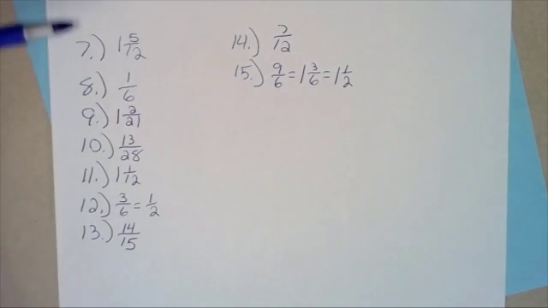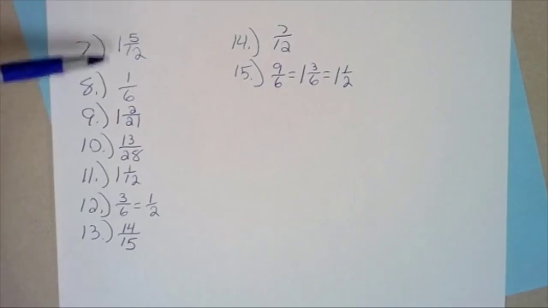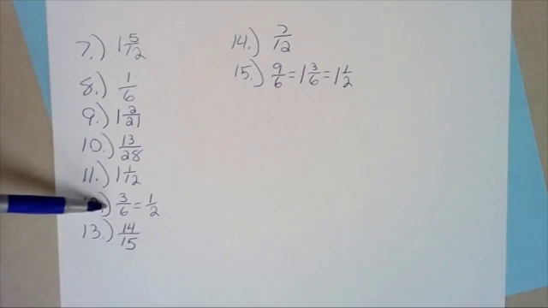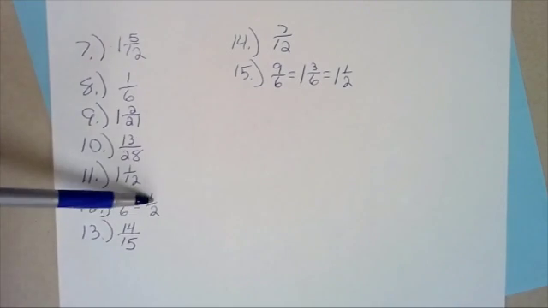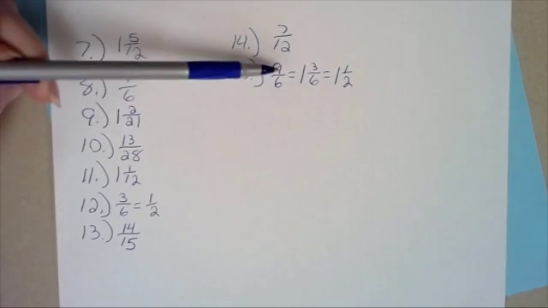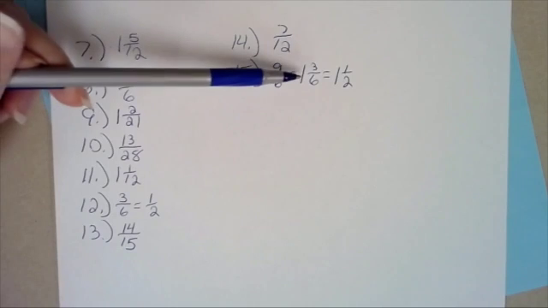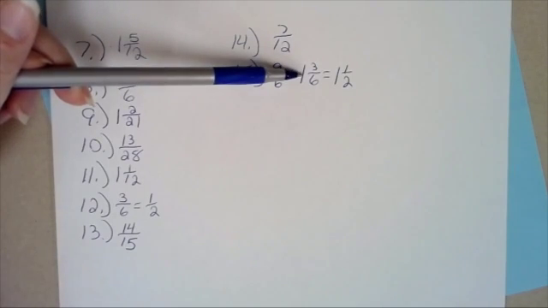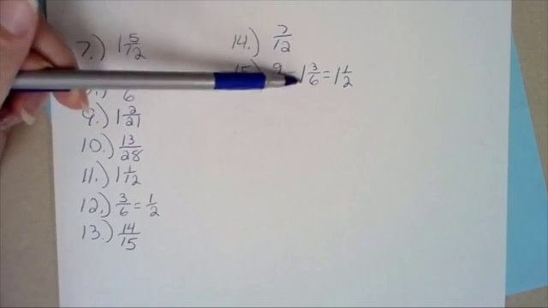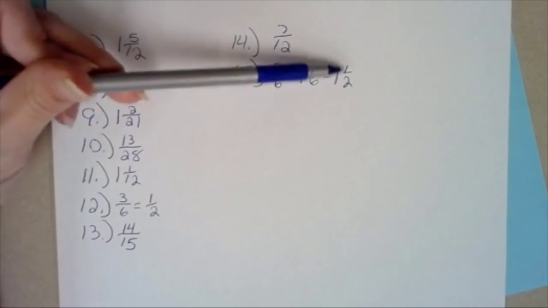Some of them had to be converted to mixed numbers, like number 7, 9, 11. Number 12 had to be simplified. If you got 3/6, you should have simplified 3/6 to 1/2, because 3 divided by 3 is 1 and 6 divided by 3 is 2. Number 15 was probably the hardest one, because you had an improper fraction that you had to first convert to a mixed number, 1 and 3/6. Then you had to simplify 3/6. The 1 stayed the same, but the 3/6 simplified to 1/2.